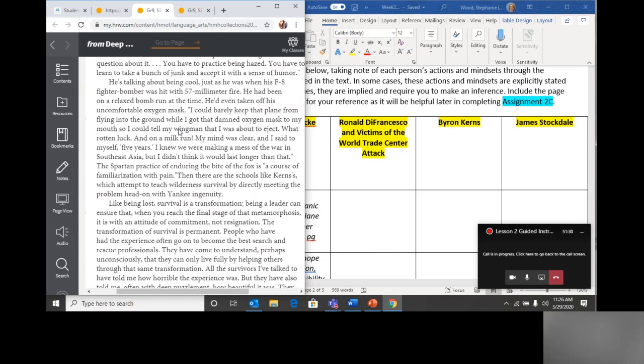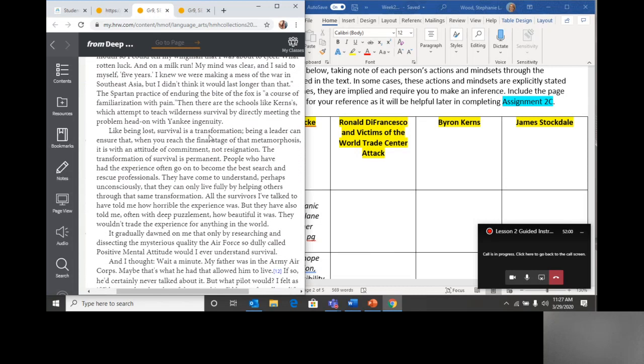My mind was clear, and I said to myself, 5 years. I knew we were making a mess of the war in Southeast Asia, but I didn't think it would last longer than that. The Spartan practice of enduring the bite of the fox is a course of familiarization with pain. Then there are schools like Kearns, which attempt to teach wilderness survival by directly meeting the problem head on with Yankee ingenuity. So he said he would give himself 5 years. He knew he could withstand whatever came for at least 5 years, right?